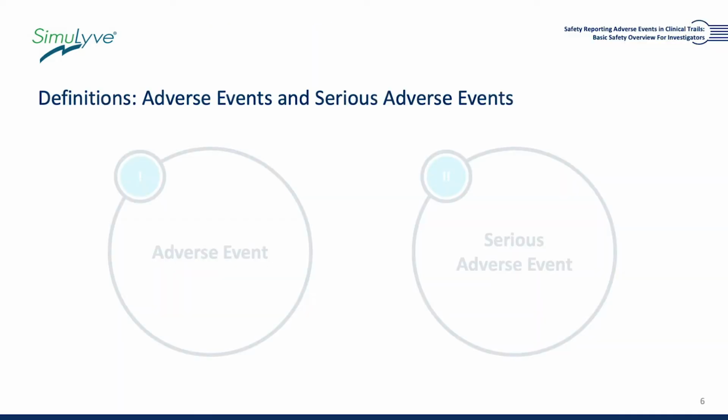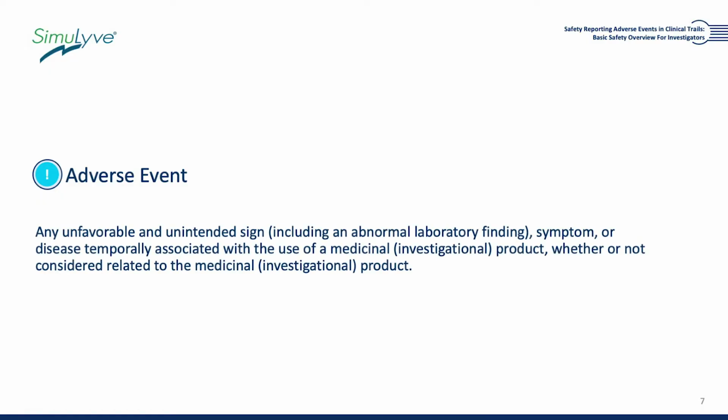So, what is an adverse event? According to ICH-GCP, an adverse event, an AE, means any untoward medical occurrence associated with the use of a drug in humans, whether or not considered drug-related. An AE can therefore be an unfavourable and unintended sign, including an abnormal laboratory finding, symptom, or disease temporarily associated with the use of a medicinal, investigational product, whether or not considered related to the investigational product.